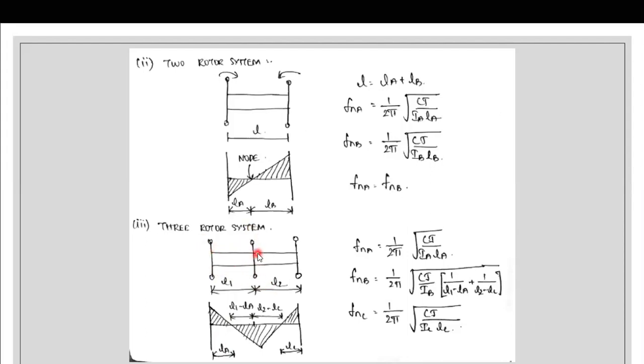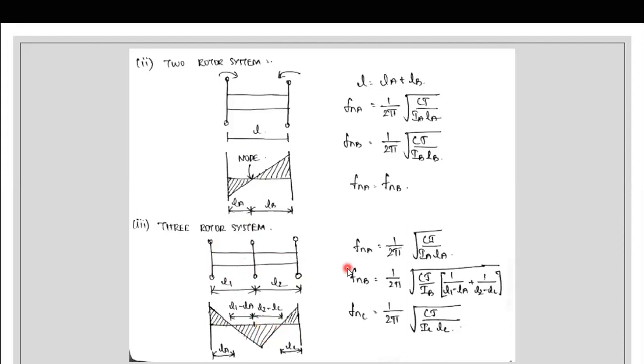So rotor A and rotor B should be in opposite directions. Rotor B and rotor C should be in opposite directions. Then only will we get a node in between here and in between here. If it is a two rotor system, we get only a single node. If it is a three rotor system, we get two nodes. So just make a mark on this.